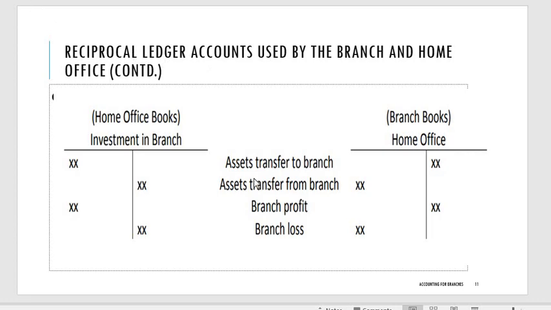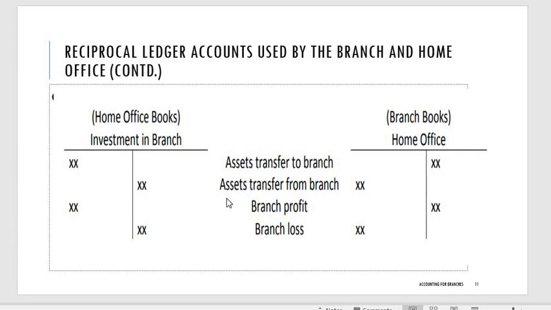So every time assets are transferred to the branch, for example cash, the home office debits the investment in branch account and credits cash. Of course, the branch will receive the cash, so it debits cash. Of course, it credits home office.